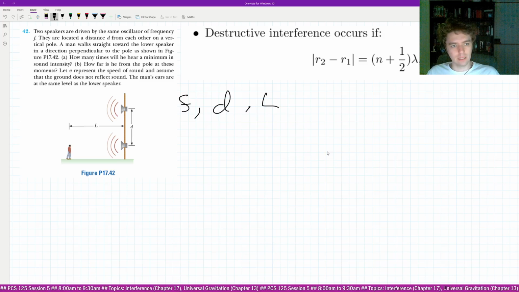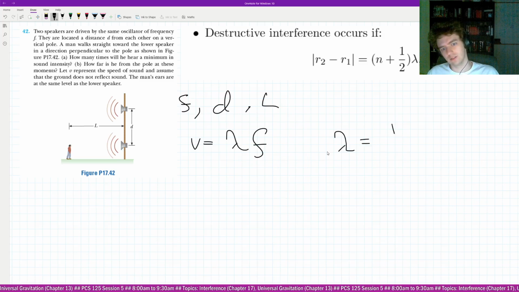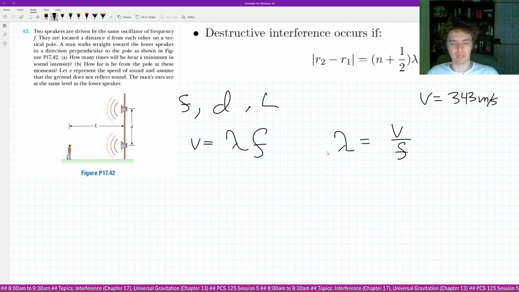Well, first of all, v equals lambda f. So I guess we can say that lambda is v over f. v is a constant in air. I think v is 343 meters per second. I think that's right. And so we can show that lambda is just this. So, okay, now we have an expression for lambda.